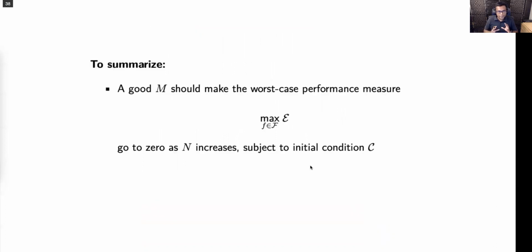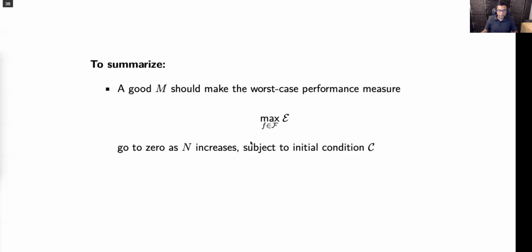Okay, so now let's try to make a summary of how we are going to analyze a given first order method and how we can, on top of that, define the optimal method. If we want to summarize, then a good method M should make the worst case performance measure that we have chosen go to 0 as n increases, subject to the initial condition. And now note that our worst case performance measure is with respect to all the functions f in the function class. Why? Because we want the method to work for all the functions.